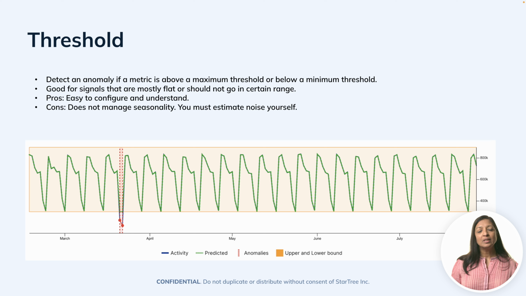The threshold algorithm is the most basic algorithm that ships with ThirdEye. This algorithm detects an anomaly when a metric is either above or below a predetermined threshold. This is great for signals that are mostly flat or should belong within a certain range. It's really easy to configure and understand. However, it does not manage seasonality.